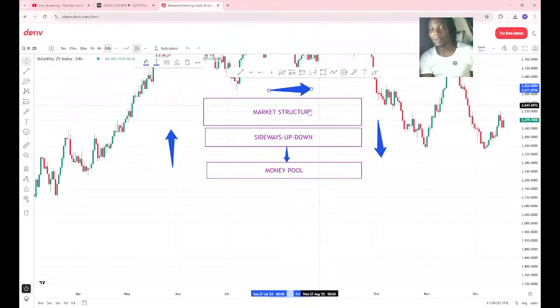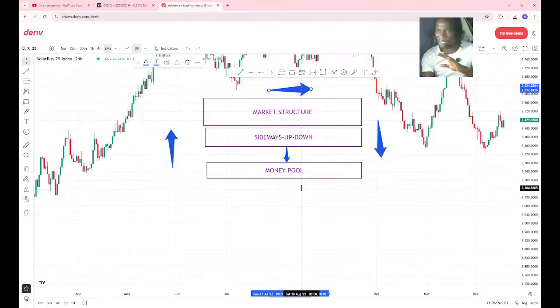Once price goes down to the money pool, this is what people call point of interest, supply, demand. All those things I keep telling you guys, they are just names. So your next point should be the money pool.